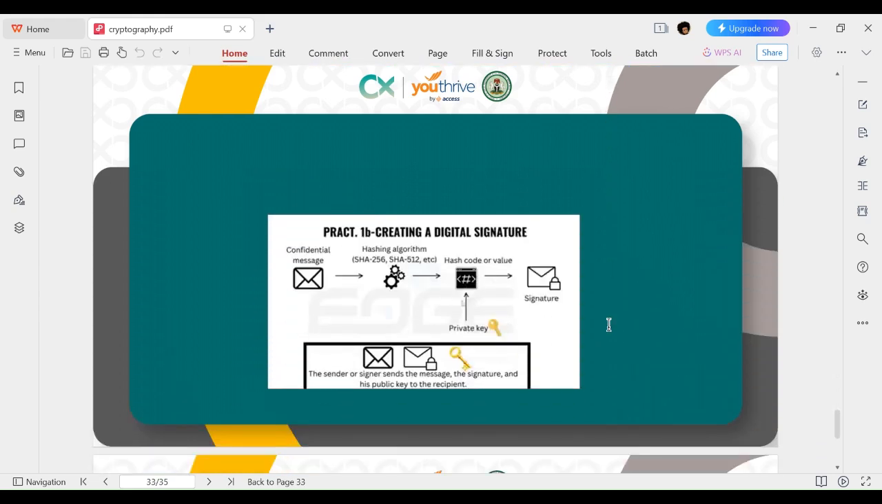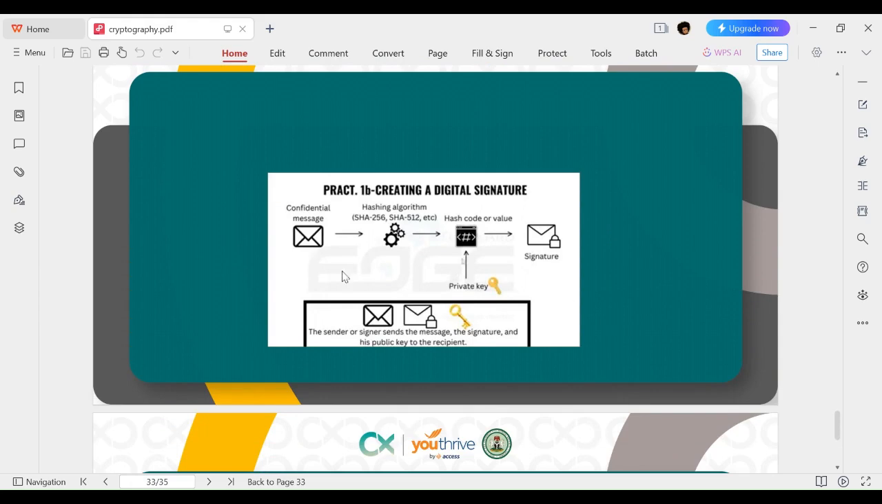So, creating a digital signature: the sender creates a confidential message using a hashing algorithm, either SHA-256 or SHA-512, etc. Then the sender also creates a private key and signs it. The sender, or signer, sends the message, the signature, and his public key to the recipient.